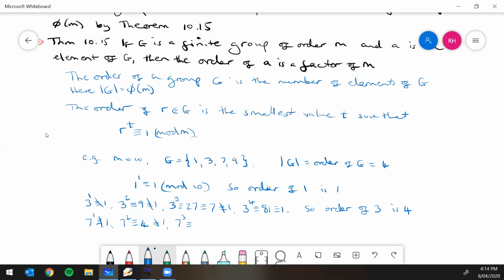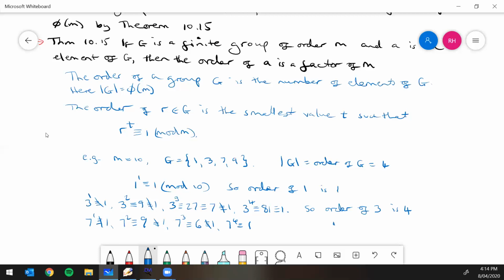Actually, this one should be 9, isn't it? Shouldn't it? Sorry. 7 squared is 9. 7 cubed, yeah, will be 9 by 7, which is 63, which is 3. I think that's right. And 7 to the 4 is, well, 7 squared over here is 9. 9 nines are 81, so that'd be 1.